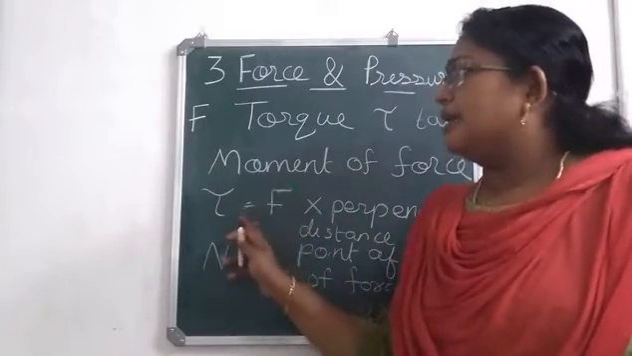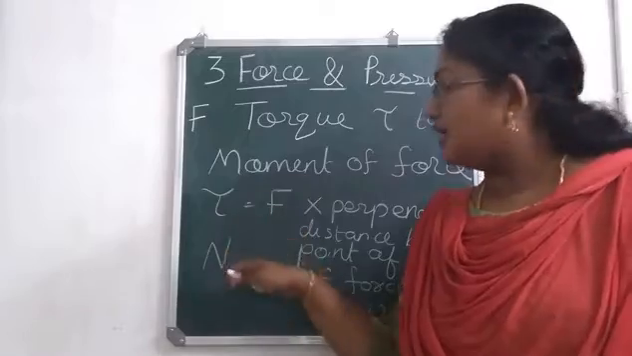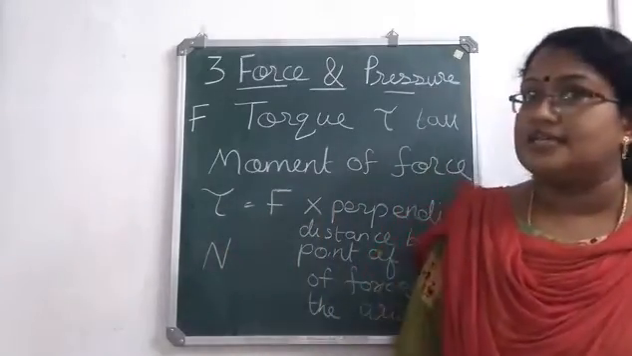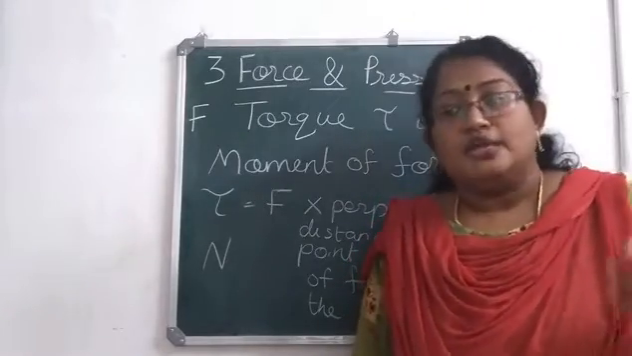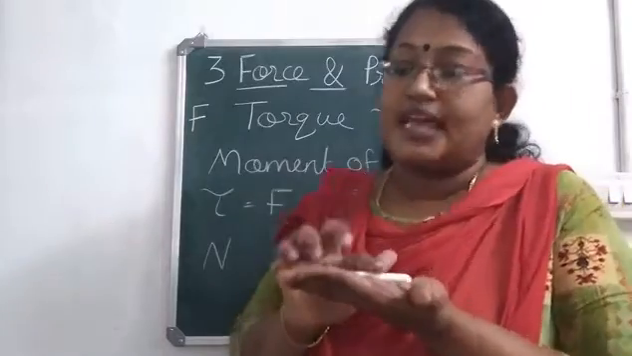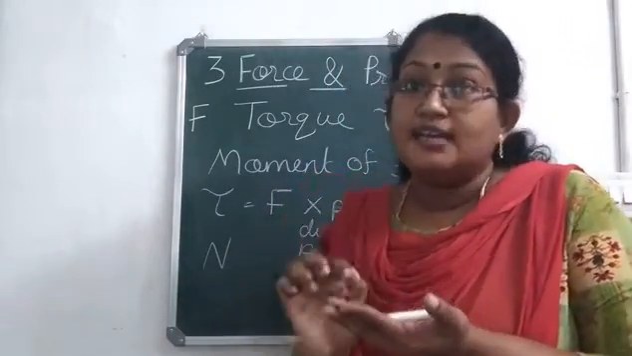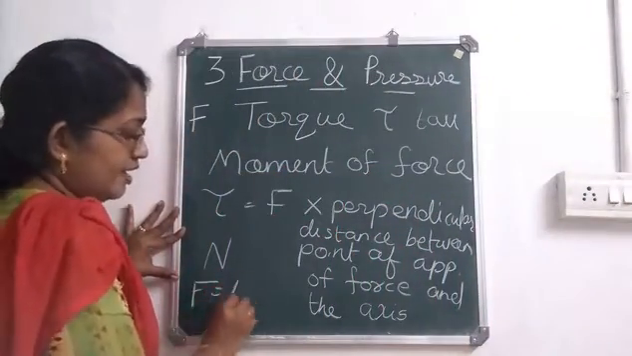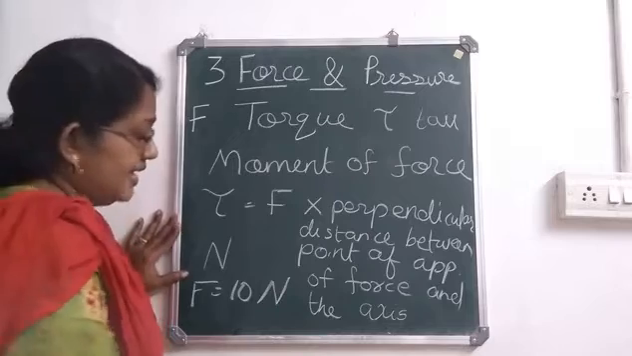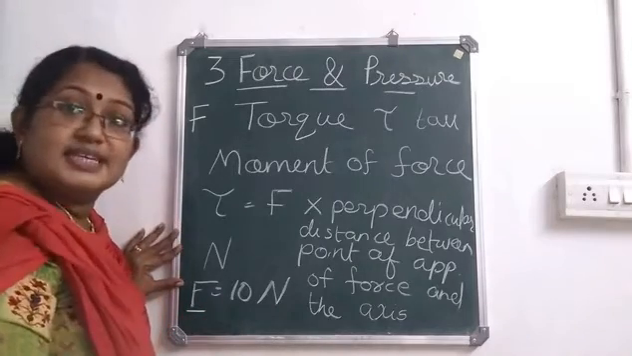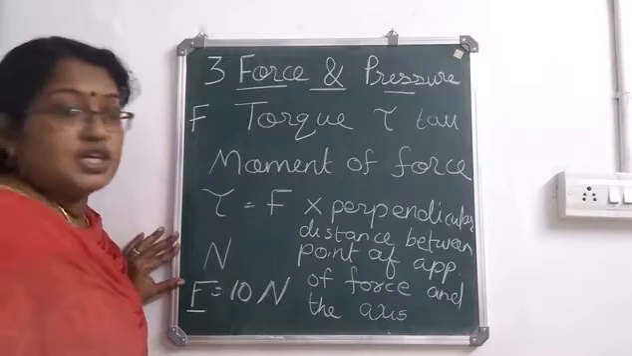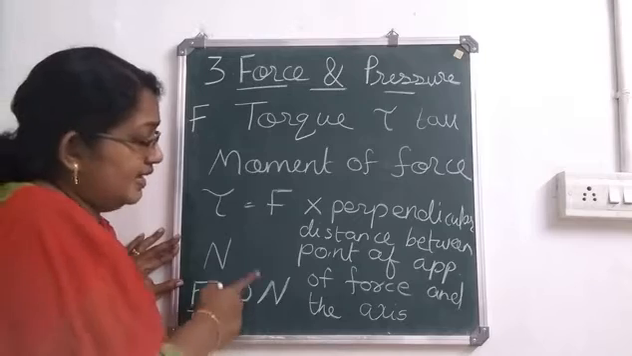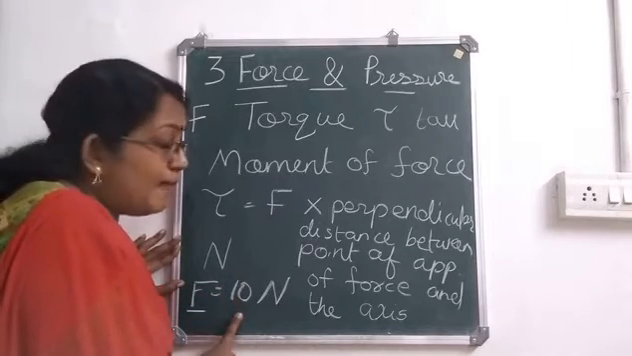Now, torque is given by the equation magnitude of force into perpendicular distance. Magnitude means it is the numerical value. Suppose I have exerted a force of 10 Newton on this. So you can write the force as F is equal to 10 Newton. In this, F is the physical quantity. What do you mean by physical quantity? Quantities which can be measured. So F is the physical quantity, and this 10 is known as the magnitude.